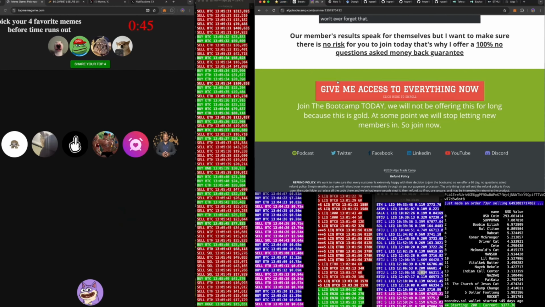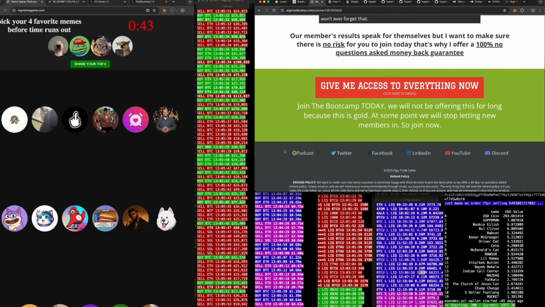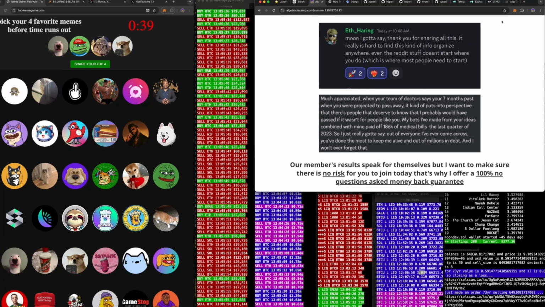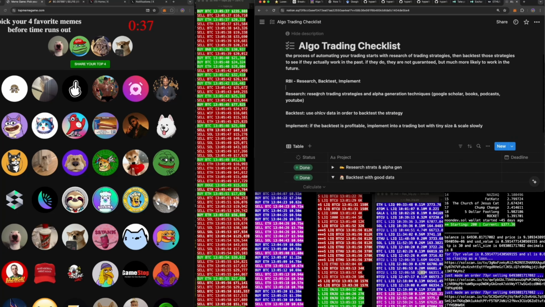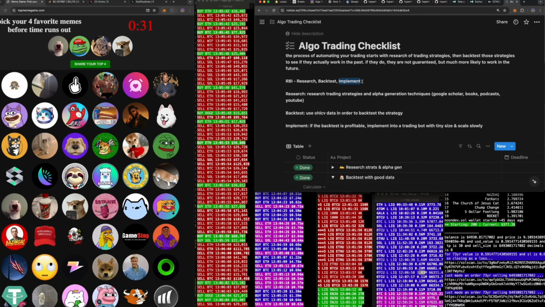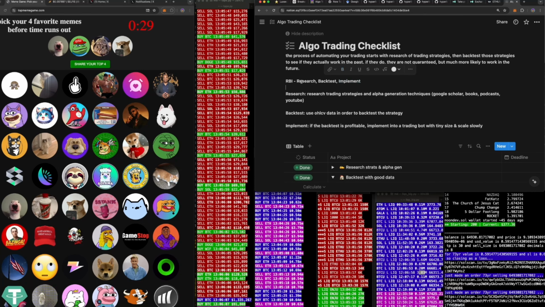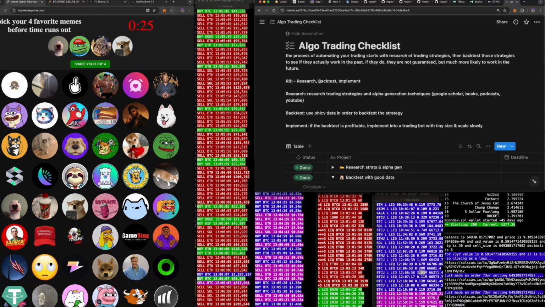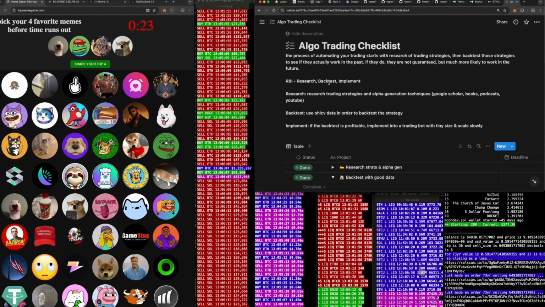But yeah, I'm going to show you how to actually do this and actually build a bot. But it's the third step, just remember that. Remember this RBI: research, backtest, and then implement. You don't want to run right into the bot. You want to make sure that you have a solid strategy that you researched and then backtest. But I'll tell you everything here.